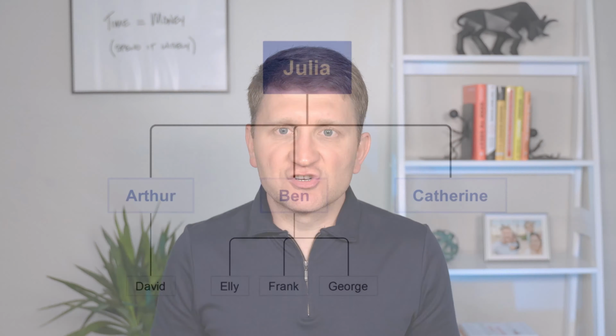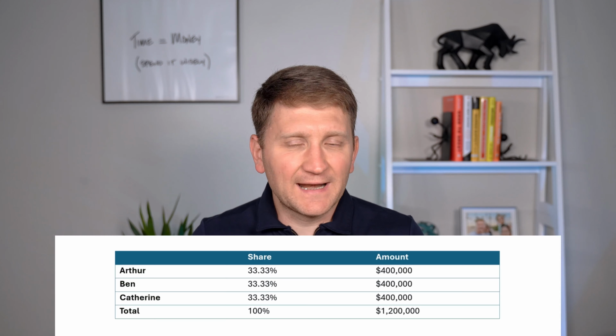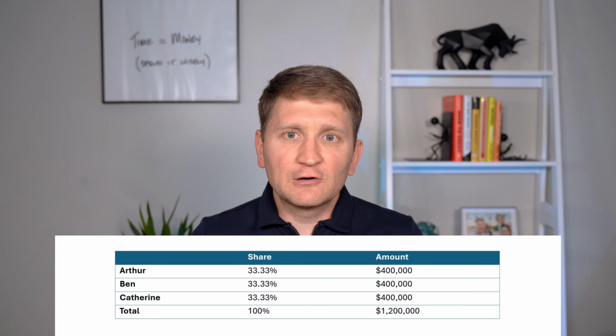To illustrate, let's create a hypothetical client, Julia. She is a widow with 3 children and 5 grandchildren, and her estate is worth $1.2 million. Julia's will also states that each child gets a third of her estate. If Julia's children outlive her, each one will inherit $400,000, not accounting for any probate fees, without issues.